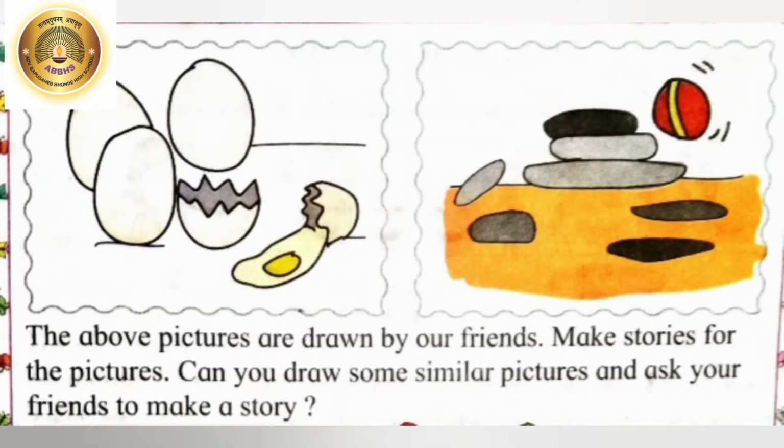Now go to page number 33. In our first picture, what you can see? You have to make a story from the picture. Yes. What will be your story? Yes. There are 4 eggs. One egg is hatched. How many eggs are left now? What will be your answer? Yes, it's 3. Very nice.